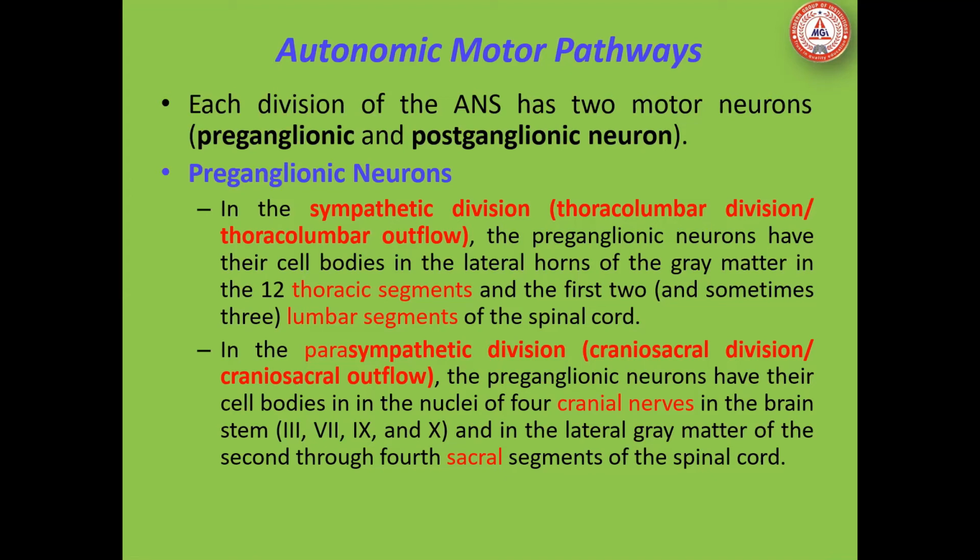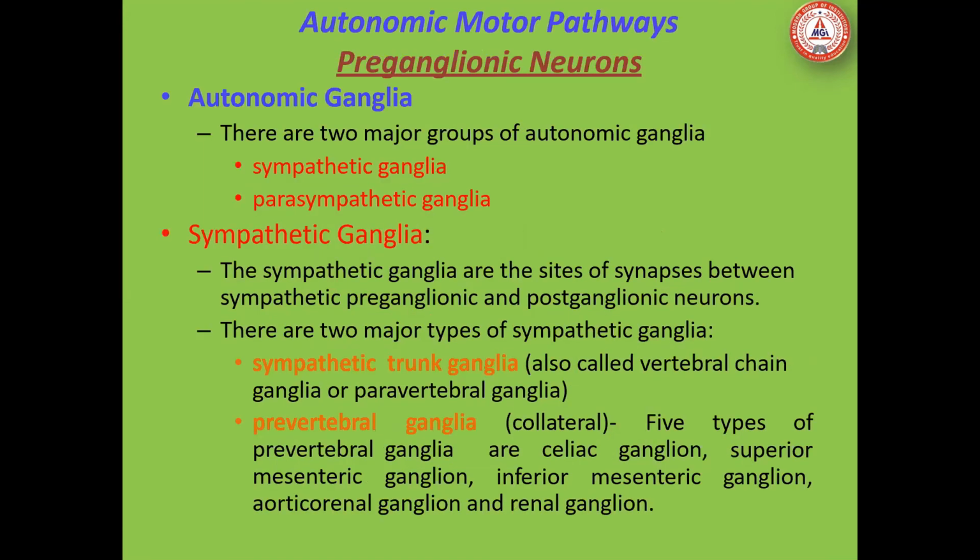In the parasympathetic division, which we know as the craniosacral division or craniosacral outflow, the preganglionic neurons have their cell bodies in the nuclei of four cranial nerves in the brain, that is the third, seventh, ninth, and 10th cranial nerves, and in the lateral gray matter of the second through fourth sacral segments of the spinal cord.